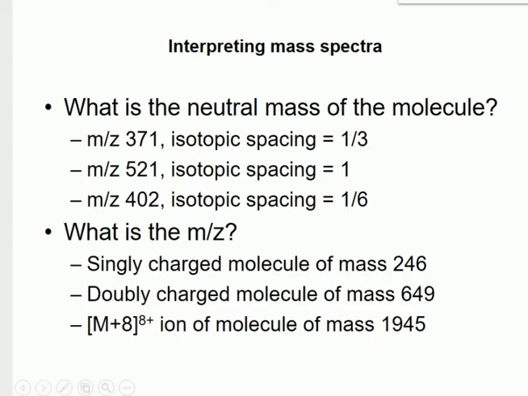Right, so then the bottom ones are what's the mass to charge. If you've got a singly charged molecule of mass 246, where would you see it in the mass spectrum? Yeah, 247. And then a doubly charged molecule of mass 649.